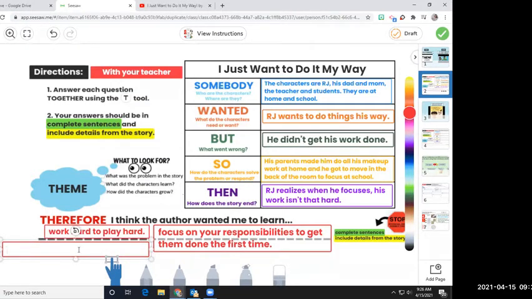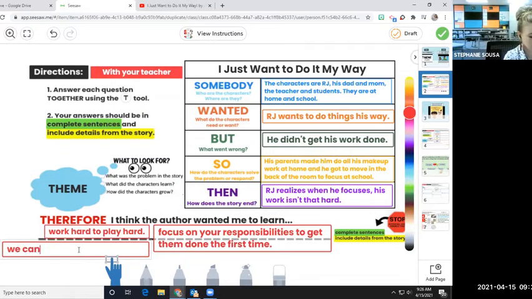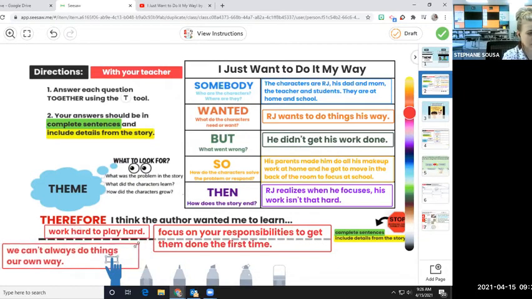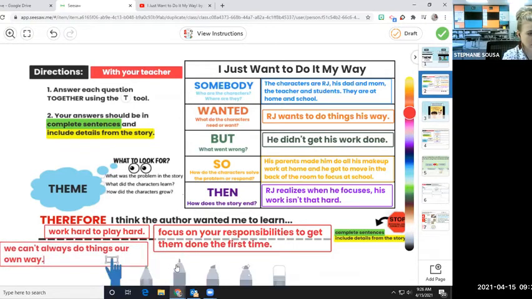Don't always do things your way. Right. I think the author wants me to learn we can't always do things our own way. Sometimes our way isn't the best way. Sometimes our way doesn't work, especially when we're learning something new for the first time, right? We might think we have it figured out and then find out, oof, that didn't go well at all.